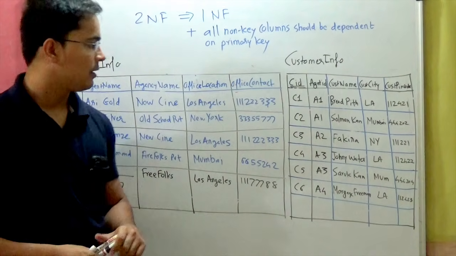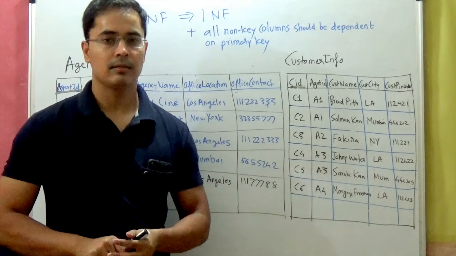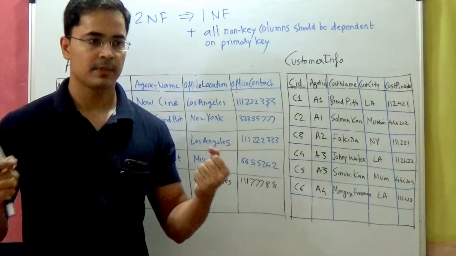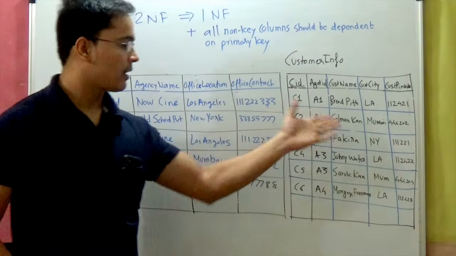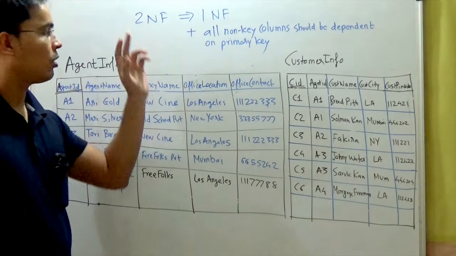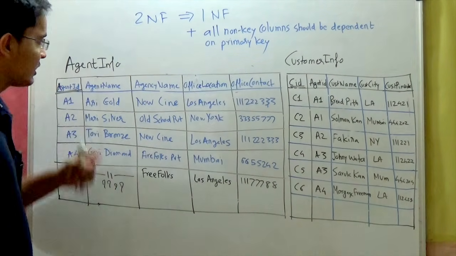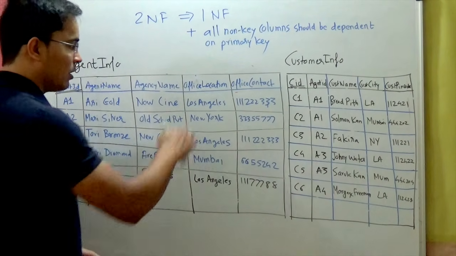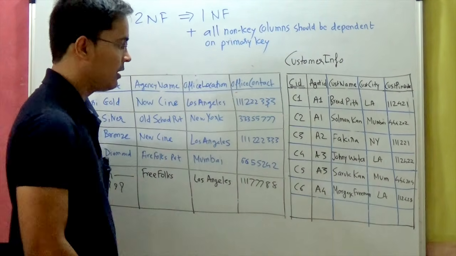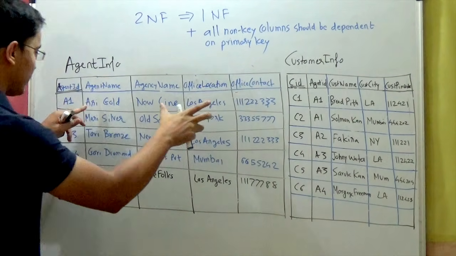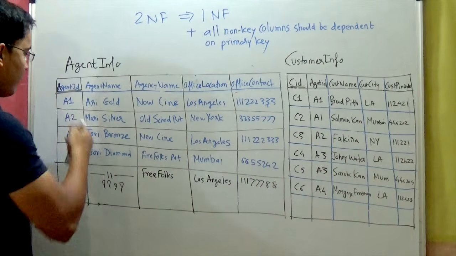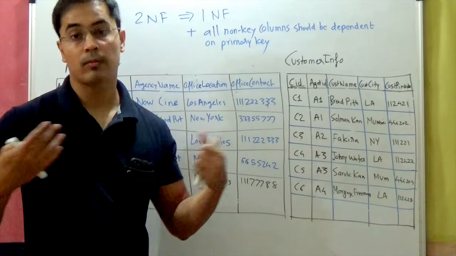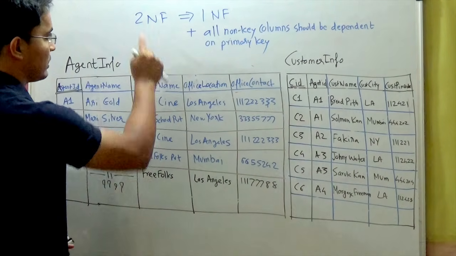They say that for a table to be in second normal form, it should have a single purpose. It should have a single responsibility. So our current database design is not in second normal form. Why? In the agent info table, we have 3 columns: agency name, office location, and office contact, which are not describing the agent, who is uniquely identified by the primary key. They are describing his or her workplace. So this is not in second normal form.